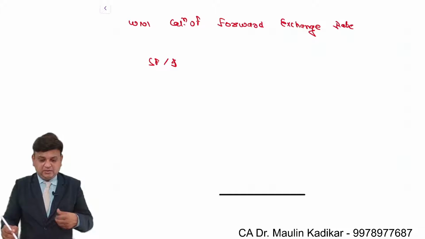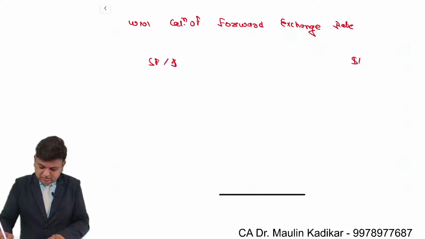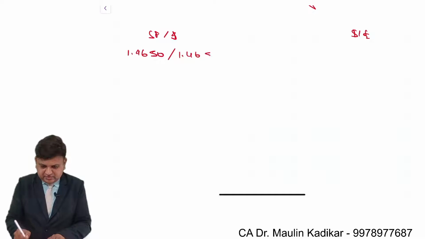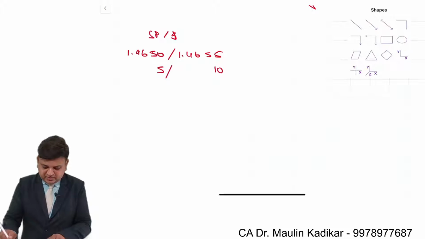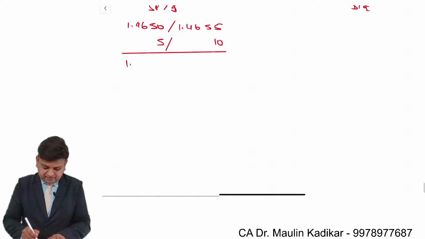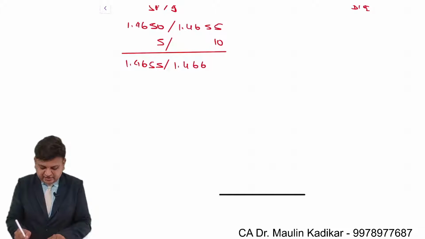Swiss franc per dollar and dollar per pound. 1.4650 slash 1.4655, 5/10. It is low high, so it is required to be added to the spot exchange rate to compute the forward exchange rate. 1.4655 slash 1.4665 Swiss franc per dollar.